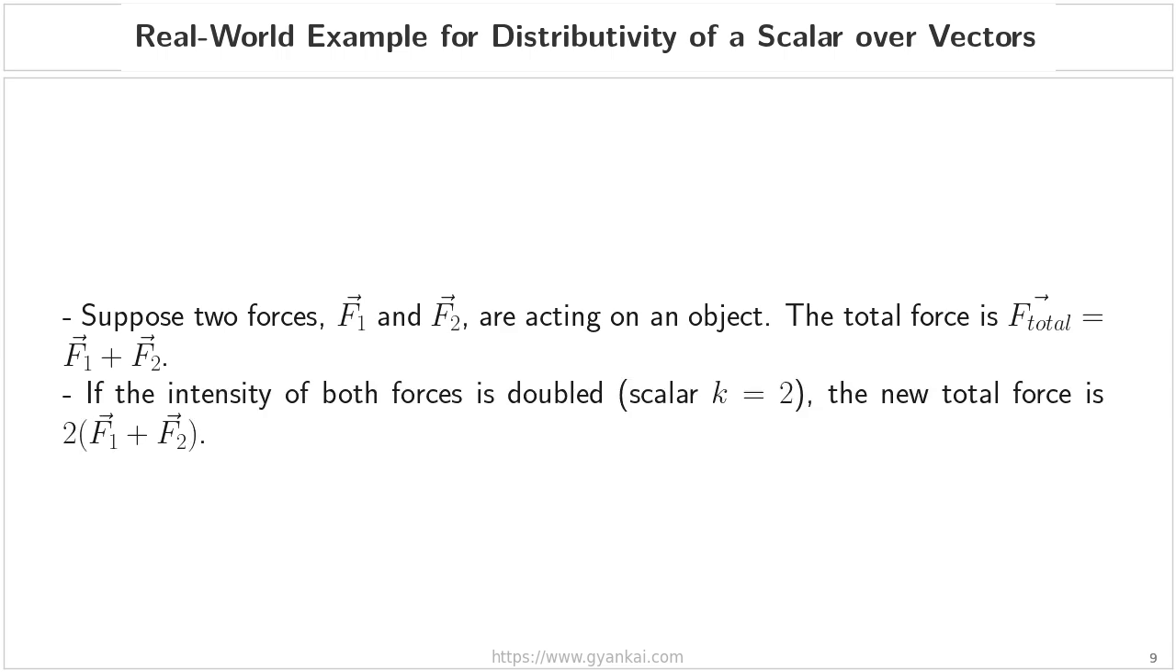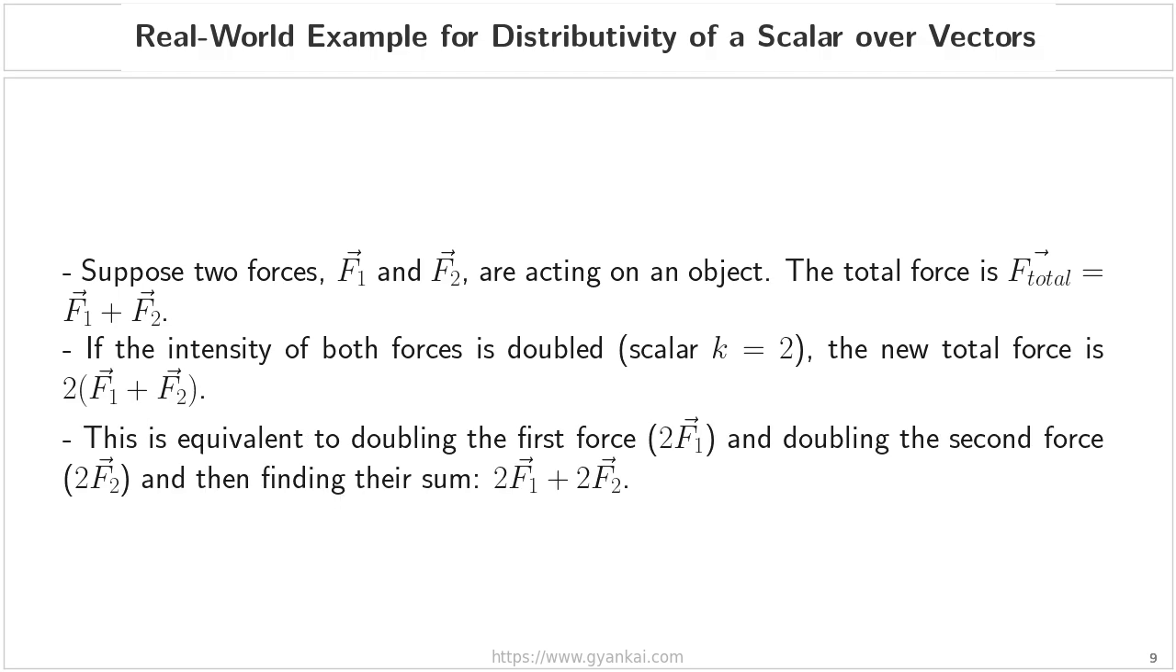Now, suppose we decide to double the intensity of both of these forces. In our algebraic terms, our scalar, K, is equal to 2. If we apply this to our total force, we are looking at 2 multiplied by the quantity, F1 plus F2. But here is the beauty of the distributive law. You can achieve that same result by doubling each force individually before adding them.